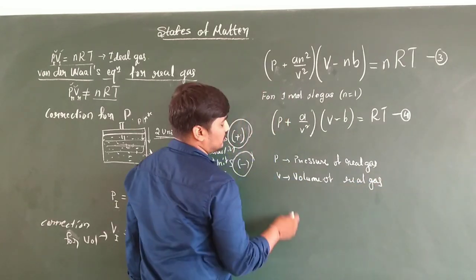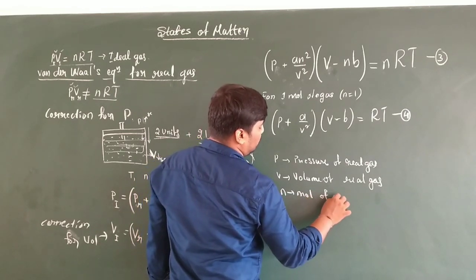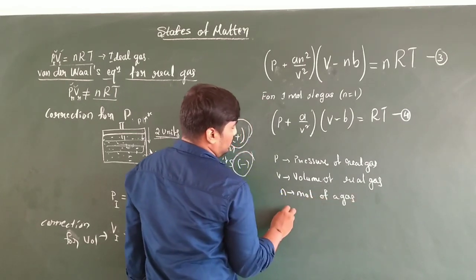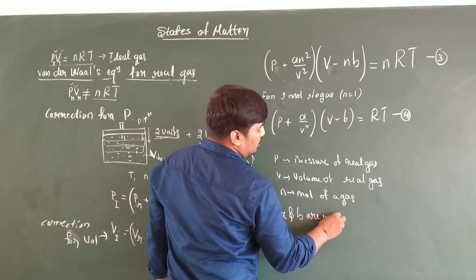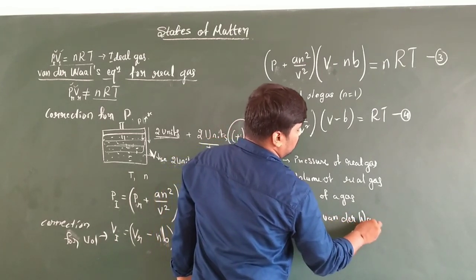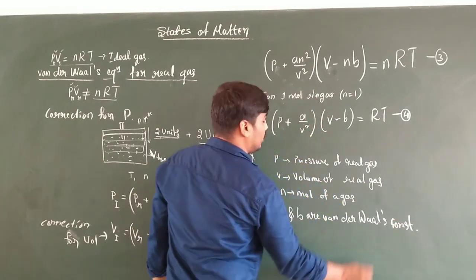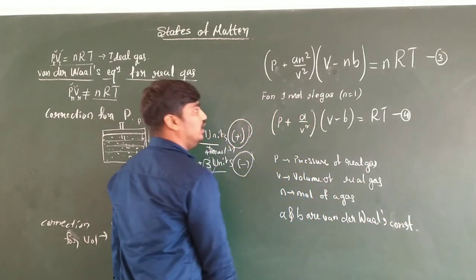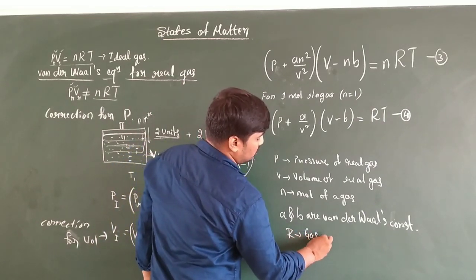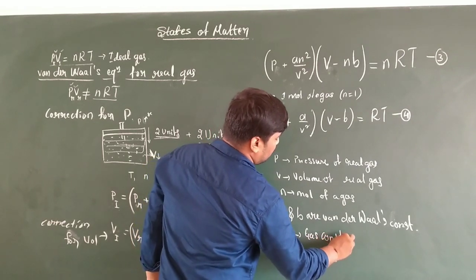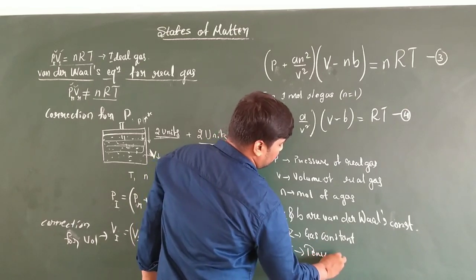Okay, next n is the amount of substance, moles of a gas. Next, a and b are van der Waals constants. R is the gas constant. T is the temperature, the absolute temperature.